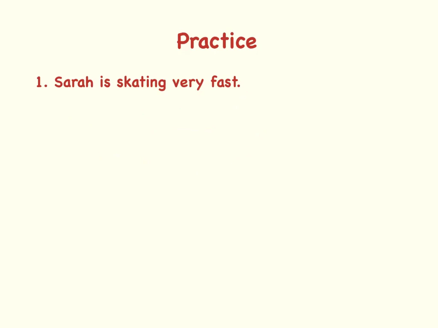Alright, let's take a look at a sentence. This is a good example of a sentence that has a verb in it, and we'll have a chance here to practice what we've learned so far about action verbs, both mental action verbs and physical action verbs. So what I'd like you to do is, in this first sentence, Sarah is skating very fast, and from the list that'll pop up momentarily, identify what the verb is in this sentence.